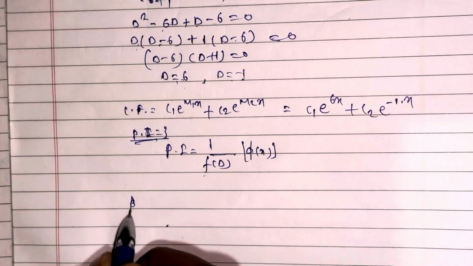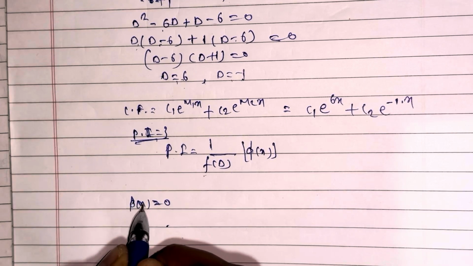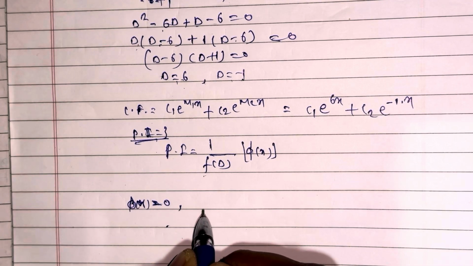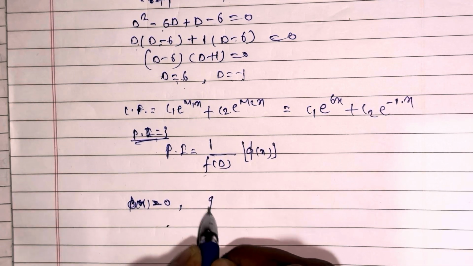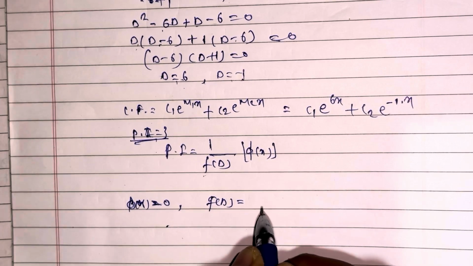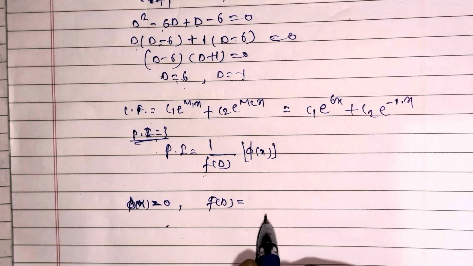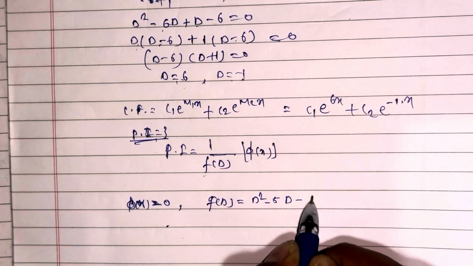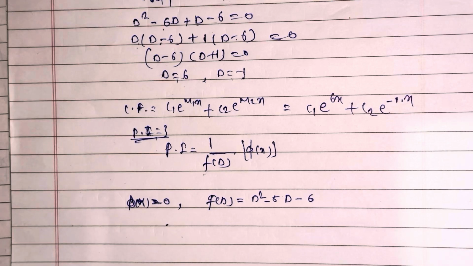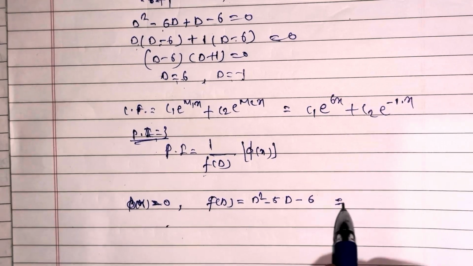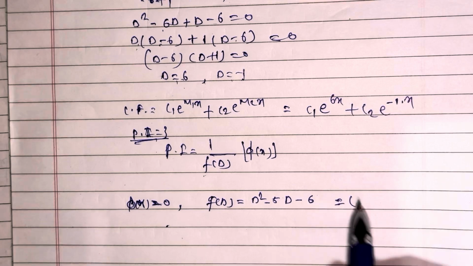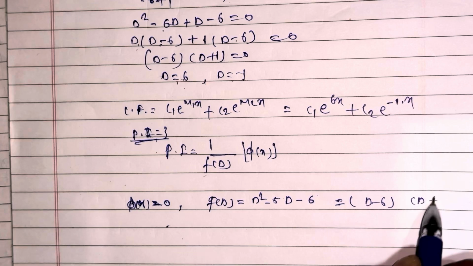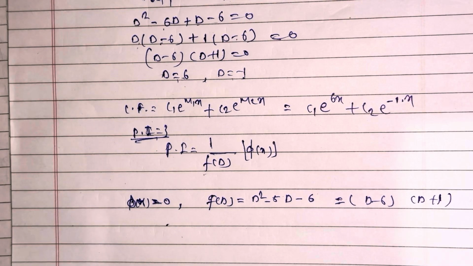So we have phi of x equal to 0, as the right hand side is completely 0, and f of D we write as the auxiliary equation. So f of D is the auxiliary equation for our given linear differential equation. We write D square minus 5 times D minus 6. This one is our f of D, and similarly the auxiliary equation is (D minus 6)(D plus 1).